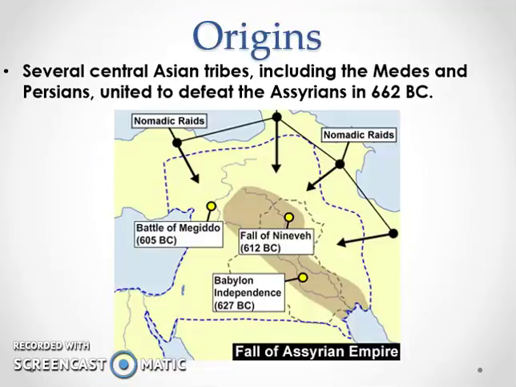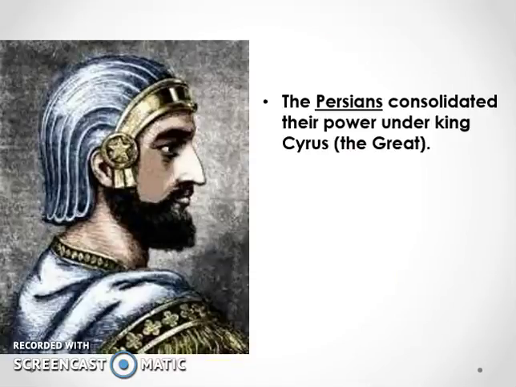Several Central Asian tribes united together to defeat a group that was already located in this area, the Assyrians. This is the origin of the Persian Empire. In other words, how the Persian Empire first began. And the Persians are going to consolidate their power, or bring together all of their power, under King Cyrus. So King Cyrus is going to be the first king of the Persian Empire, and he is known historically as Cyrus the Great.